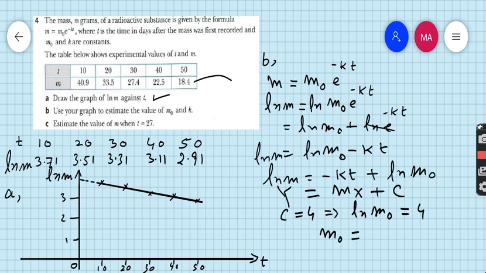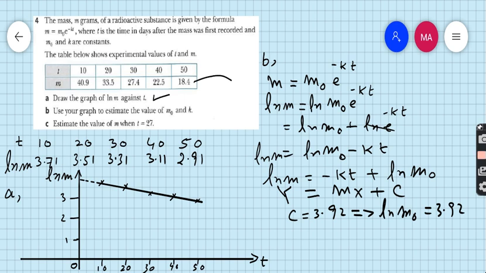So see this dotted line just below 4. So if I take 3.91, c is not 4, c is 3.9192. So I am writing 3.92. This implies that c represents ln m naught, which is equals to 3.92.